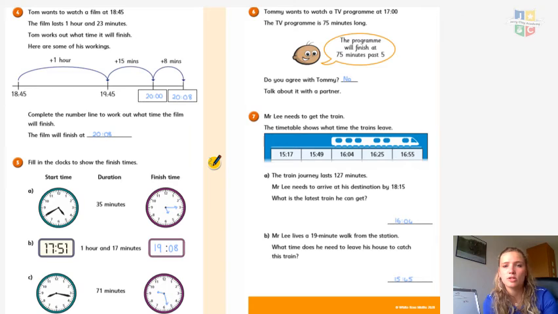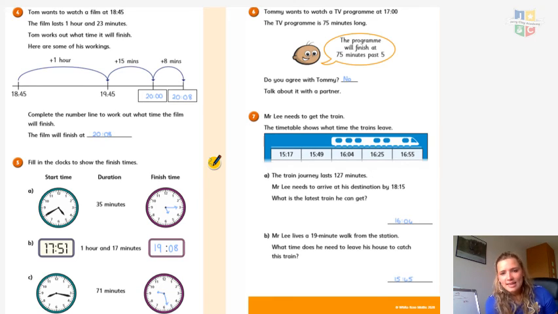Number 6, Tommy wants to watch a TV programme at 1700, so 5 o'clock. The TV programme is 75 minutes long. The programme will finish at 75 minutes past 5. Do you agree with Tommy? You should have said that no, you don't agree with Tommy because there are 60 minutes in an hour, and so 75 minutes would actually be an extra hour and 15 minutes. So it should have been 6:15 to show that the time would finish at 18:15, not 75 minutes past 5 because there's only 60 minutes in an hour.